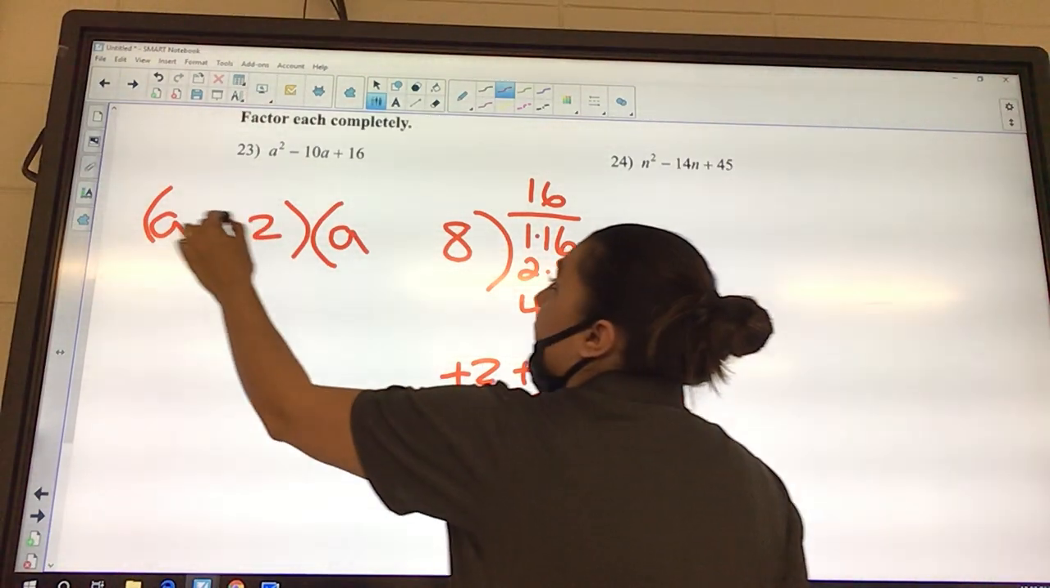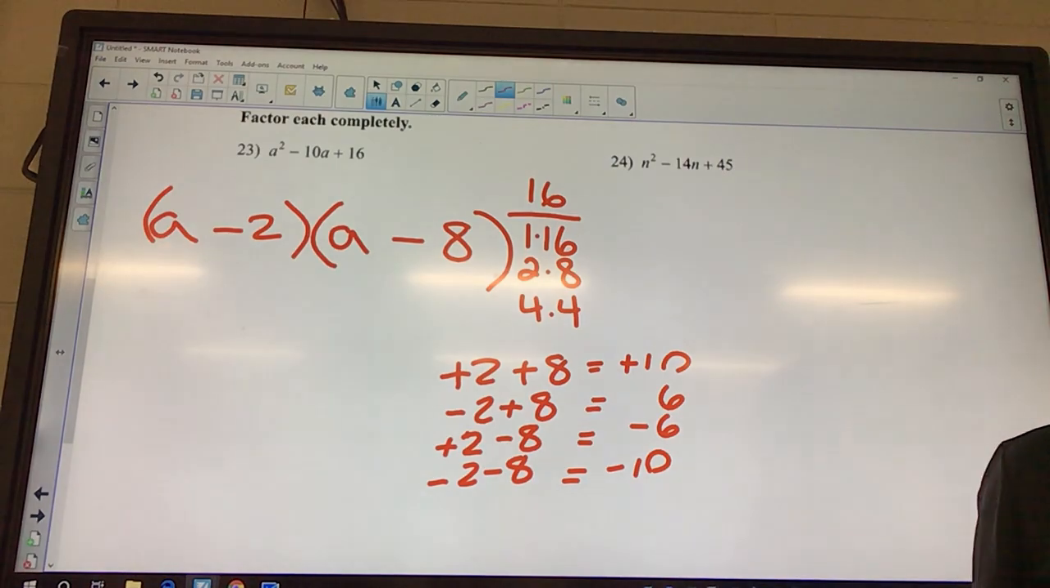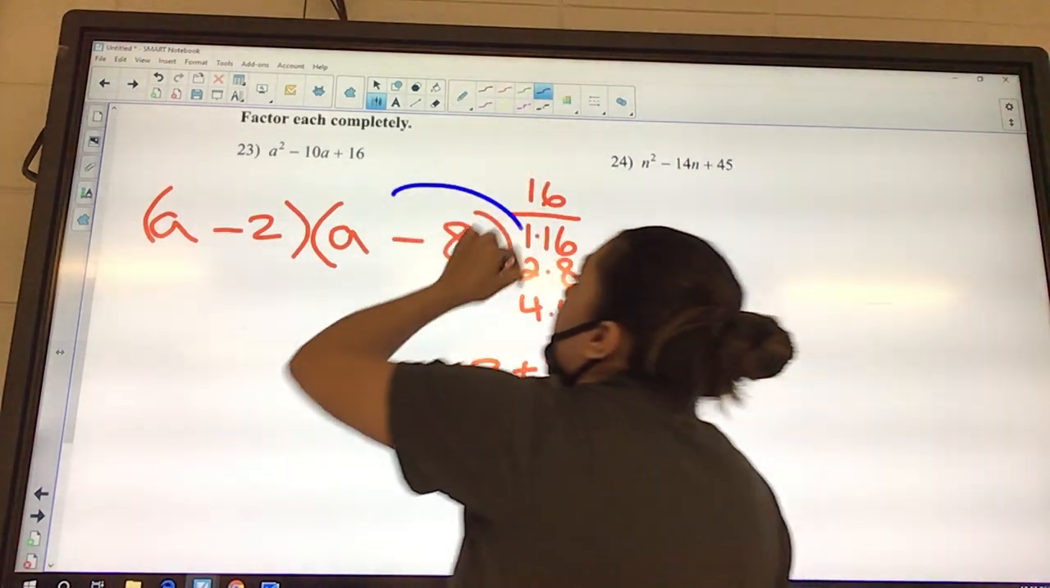Okay, so it's got to be a minus minus. Do we stop or keep going? Stop right there because there's no 0. Yeah, so we're going to stop. So this part is our answer.